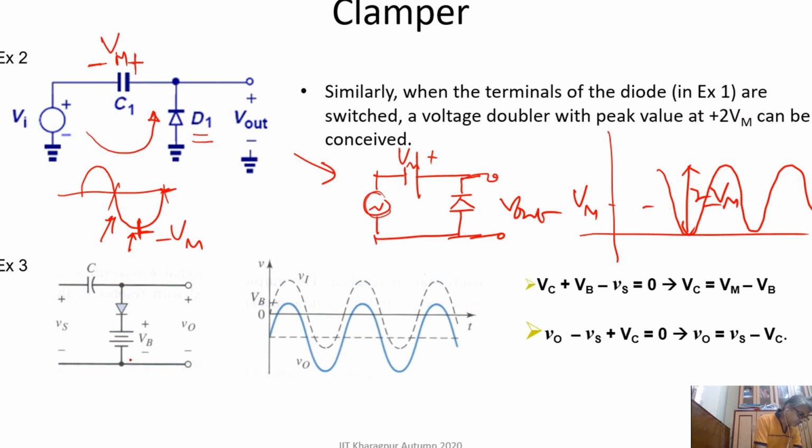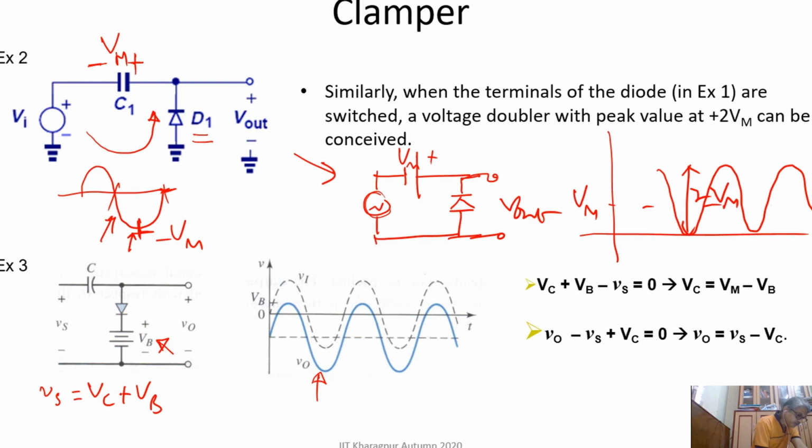With example number 1, we have added an additional voltage source VB. If you add an additional voltage source VB, the entire output will be shifted. This blue color curve is the output signal. You see, it is exactly the same as the input signal, but it is shifted. You can think of it this way: Vs equals Vc plus Vb when this diode is on.